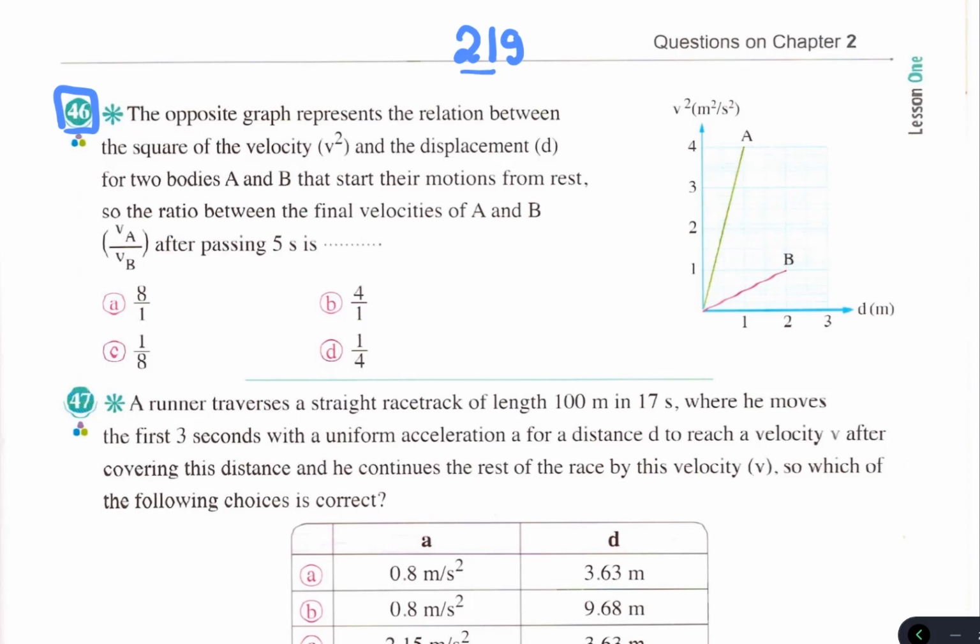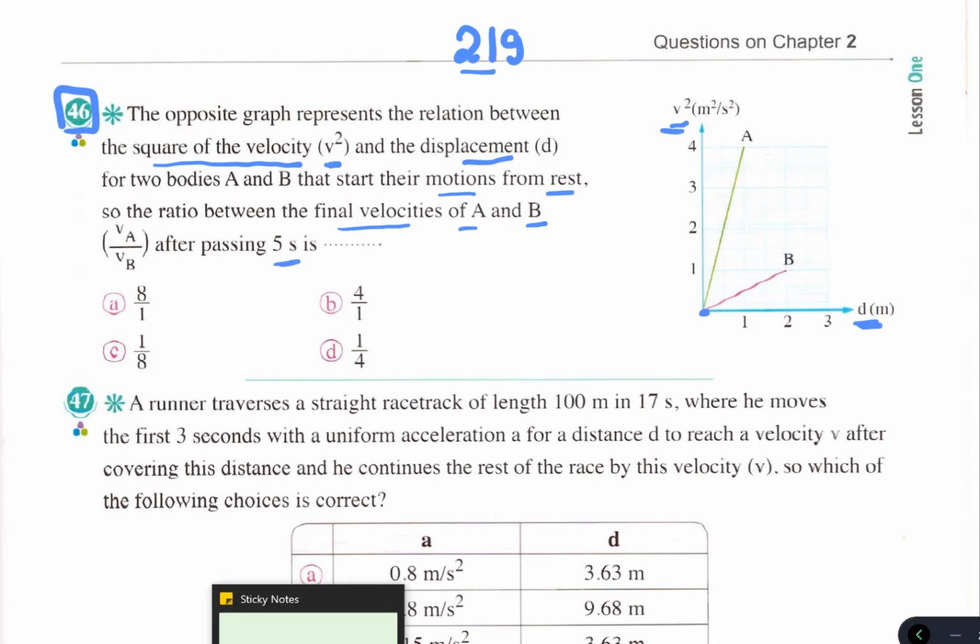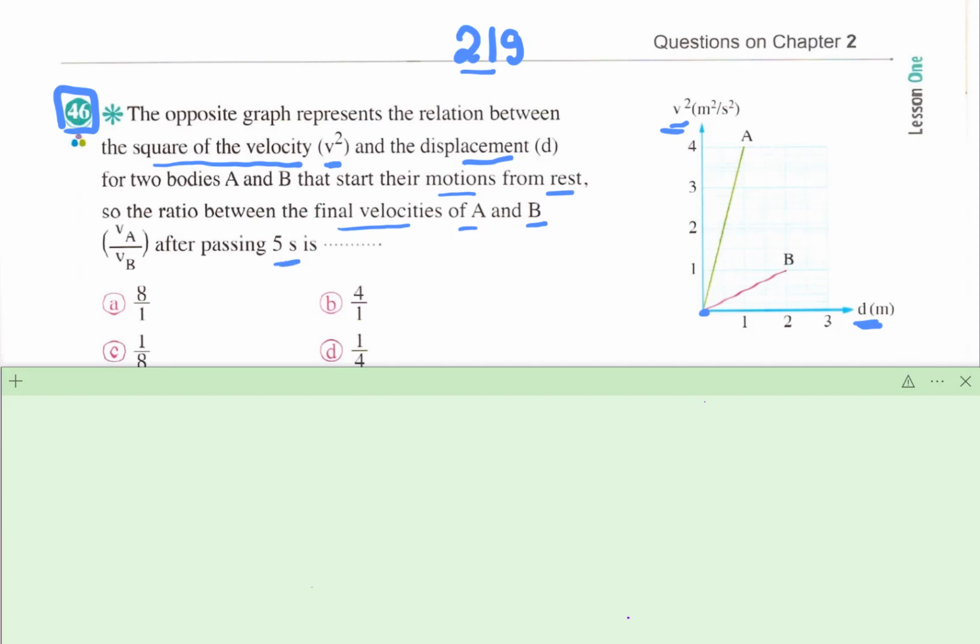The opposite graph represents the relation between the square of the velocity, v square, and the displacement for two bodies A and B that start their motion from rest, so both V initial equal 0. So the ratio between the final velocities of A and B, VA over VB, after 5 seconds. Let's solve it together. What do we have?